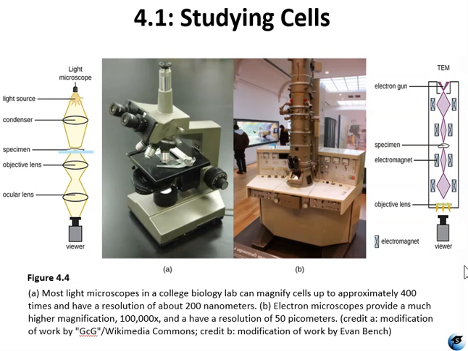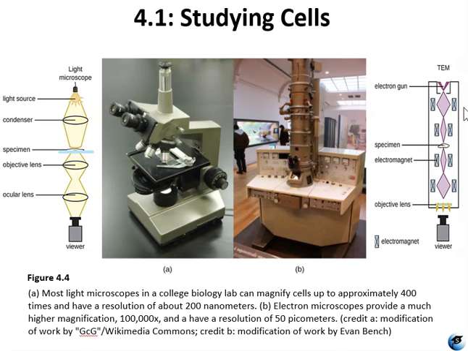In order to gain an even better understanding of cellular structure and function, scientists typically use electron microscopes. So this over here is an example of an electron microscope. You see how it's much, much larger than a light microscope. Electron microscopes provide a much higher magnification, up to about 100,000 times actual size, and they have a much higher resolution power than light microscopes as well.